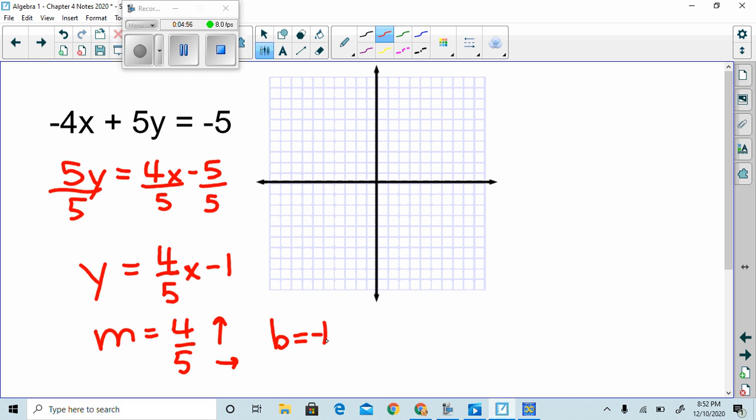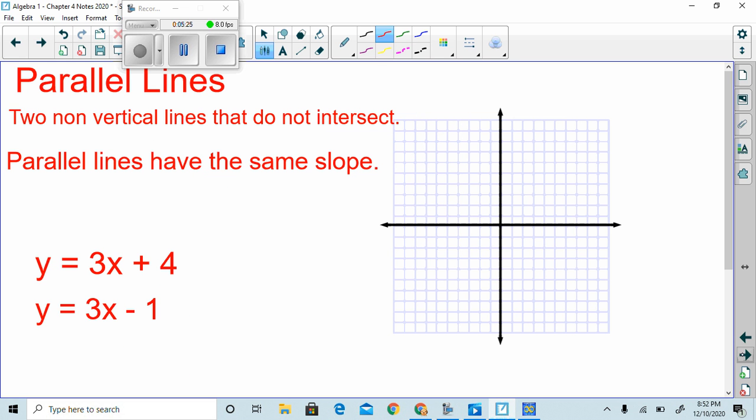Where should we start graphing? Always from the y-intercept. Now I'll count up 1, 2, 3, 4 and over 1, 2, 3, 4, 5. And connect, with arrows at both ends. So again, there'll be times when we need to rewrite it in the right form in order to do our rise over run.